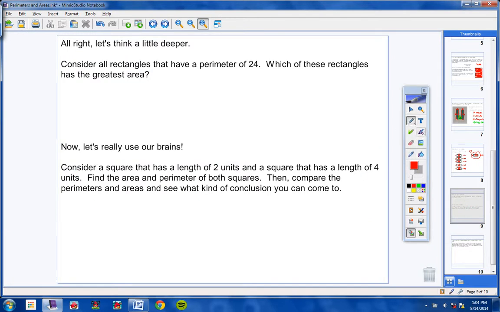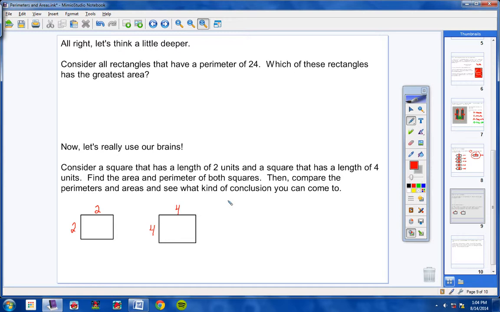Here we go. First of all, let's go ahead and draw a square and then another square, and it doesn't matter if they're the same size or not, it's not a big deal. And we have a square that has a length of 2 units, so we'll go ahead and put a 2 here and a 2 here. And then it says we have a square that has a length of 4 units, so I'm going to put a 4 here and a 4 here.